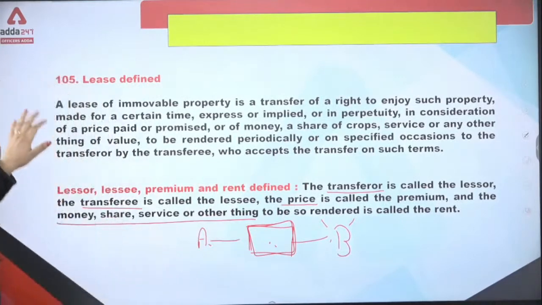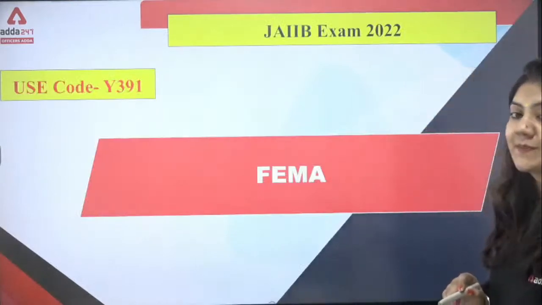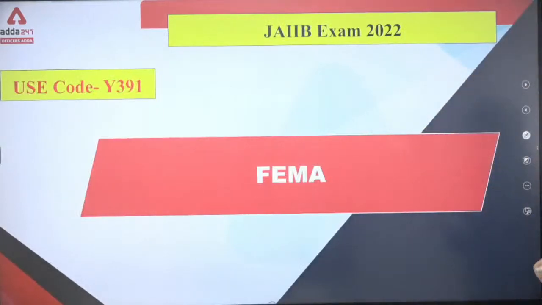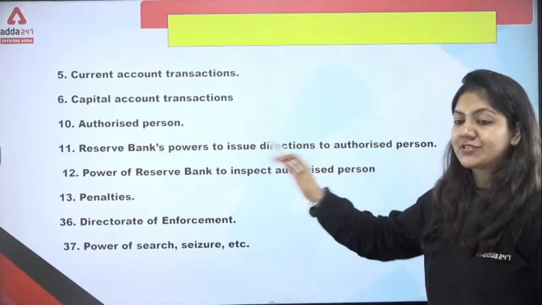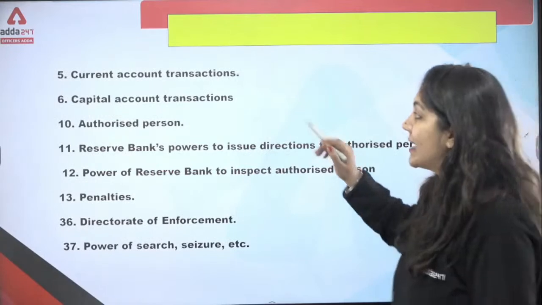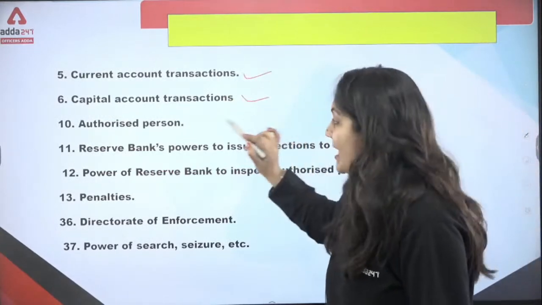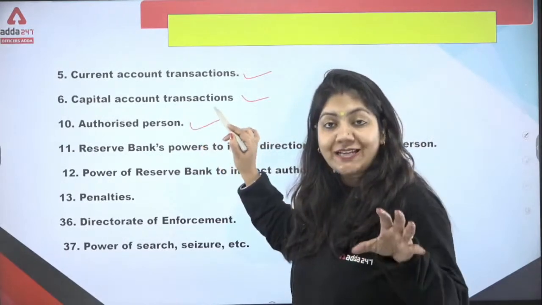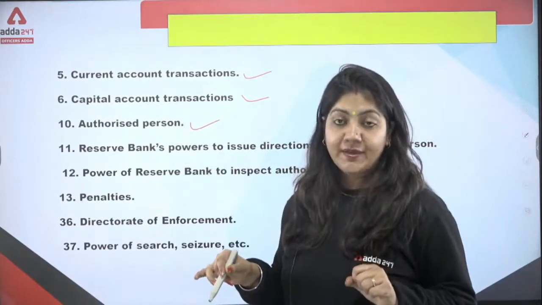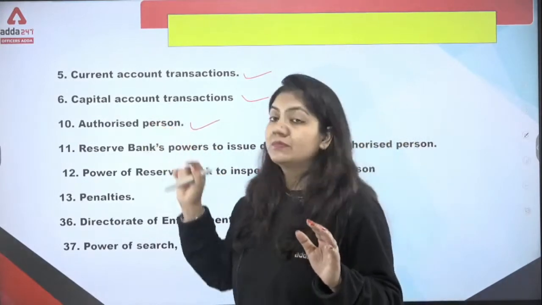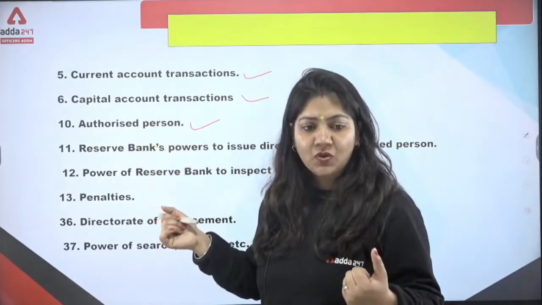Okay, now next one is FEMA, that is Foreign Exchange Management Act. Okay, now in FEMA only these sections are important. The first one is current account transaction, second one is capital account transaction, next is authorized person. At least you have to learn what is given in that section. Okay, it means suppose a question may come that which persons come under the definition of the term authorized person. Okay.